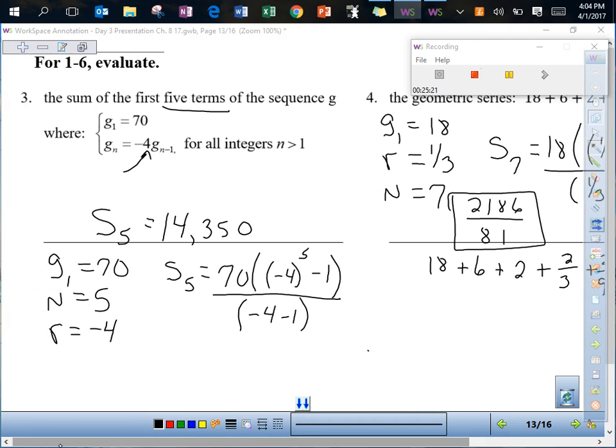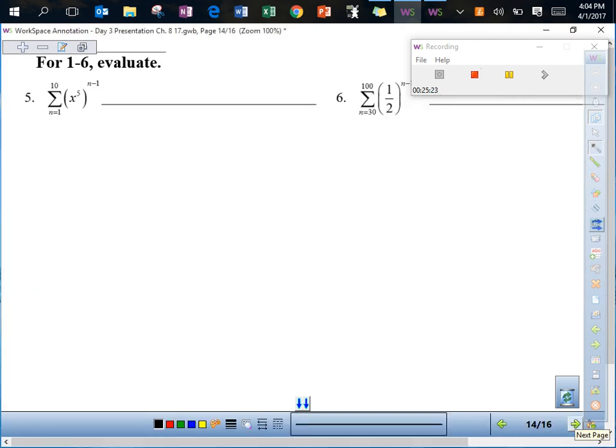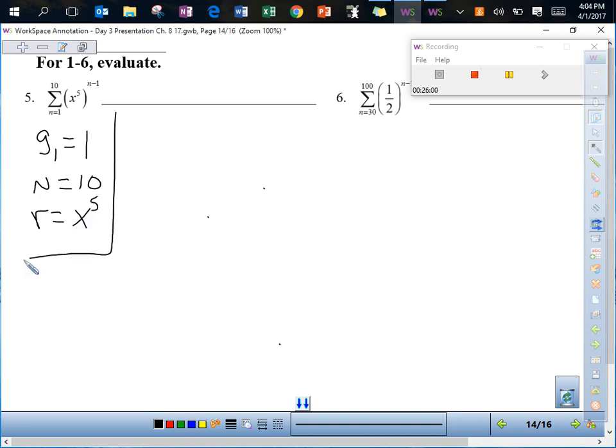I will show you number 5 real fast, because this is an expression for the sum. It doesn't come up with a number. Your calculator really doesn't help you any. So on number 5, we're going to sum up the first 10 terms of x to the 5th to the n minus 1. But I'm going to play the same game. G sub 1 is going to be the term I get when I plug in 1. 1 minus 1 is 0. X to the 5th to the 0 is going to be 1. My n is 10. My r value looks weird. It is x to the 5th based on this problem.